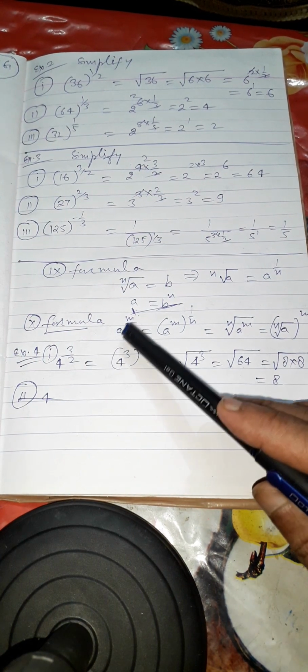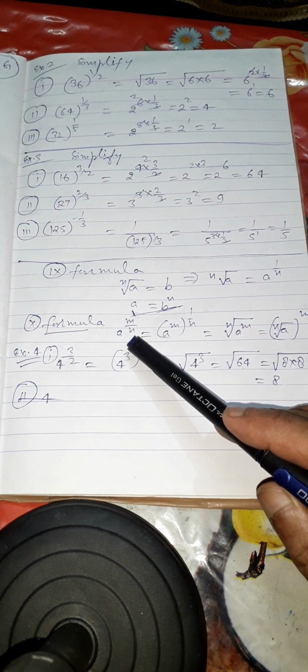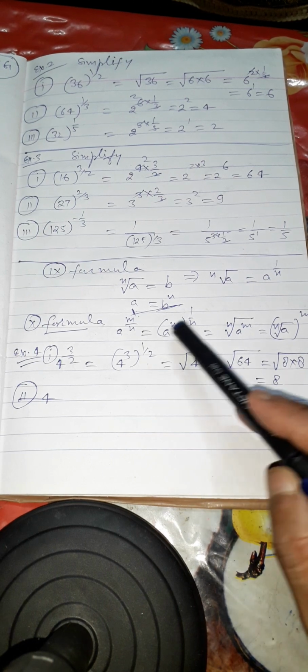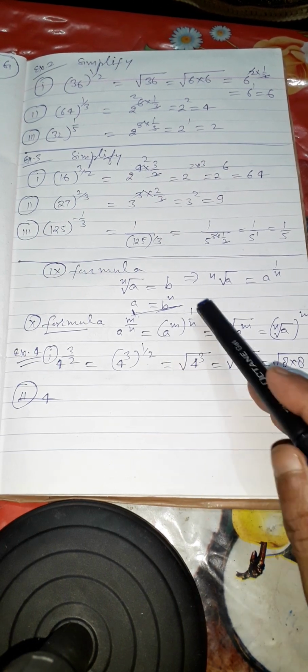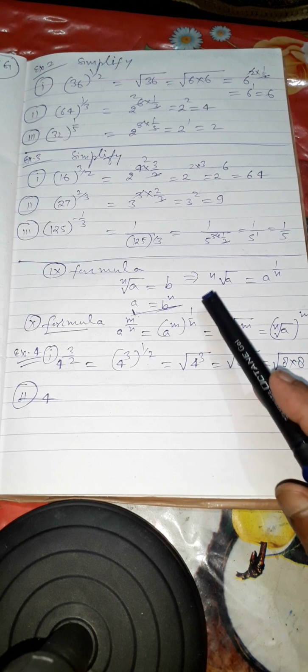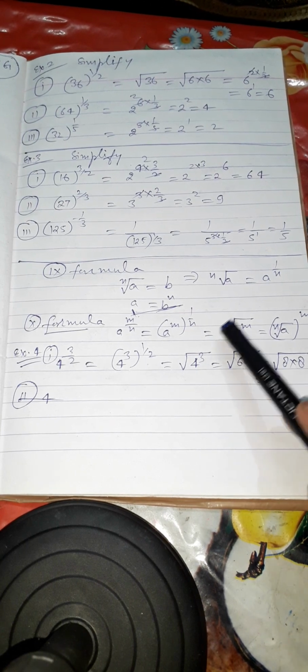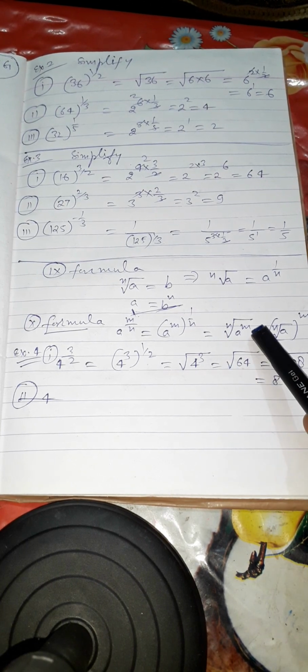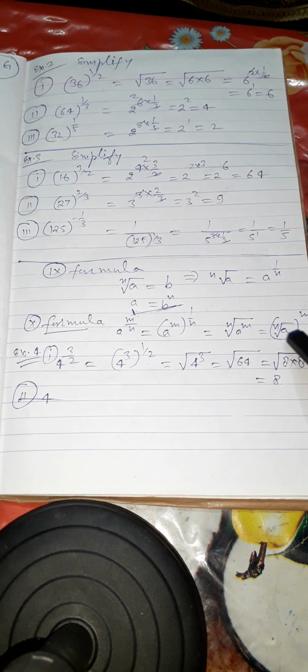Next formula, a to the power m upon n. First we take a to the power m whole to the power 1 upon n. 1 upon n means n root of a to the power m. Now if we write like this, it would be this.